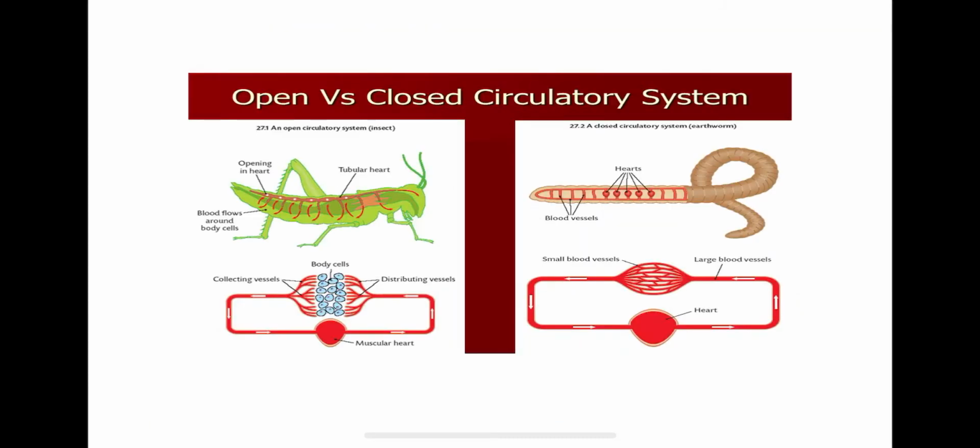So let's go back to the closed and open circulatory system. Here the earthworm has a closed circulatory system, but here is an open circulatory system, and there is a fluid-filled area called hemocoel. So the blood vessels are not connected with blood capillaries.